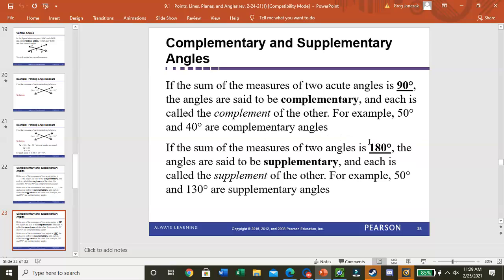The sum of two angles that are 180, so you want to fill in 180 there, are said to be supplementary. So two angles that add to 180 are supplementary. Okay, so 50 and 130, they add up to 180. Okay, questions there.